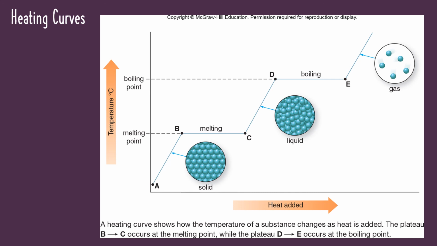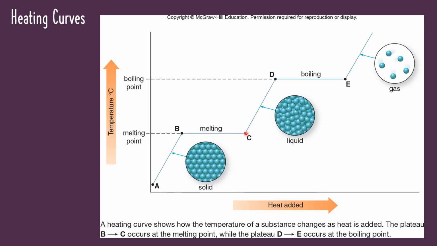Looking at this graph, it is called a heating curve. It shows how the substance changes when you add heat. So we start at point A. Heat added is on the bottom, temperature is on the side. As the temperature increases and you're adding heat, we're going to go from a solid, and then at the melting point, we're going to turn into a liquid. Now you have to add a lot of heat during melting in order to completely change the solid into a liquid. So that's why this line goes flat for a while.